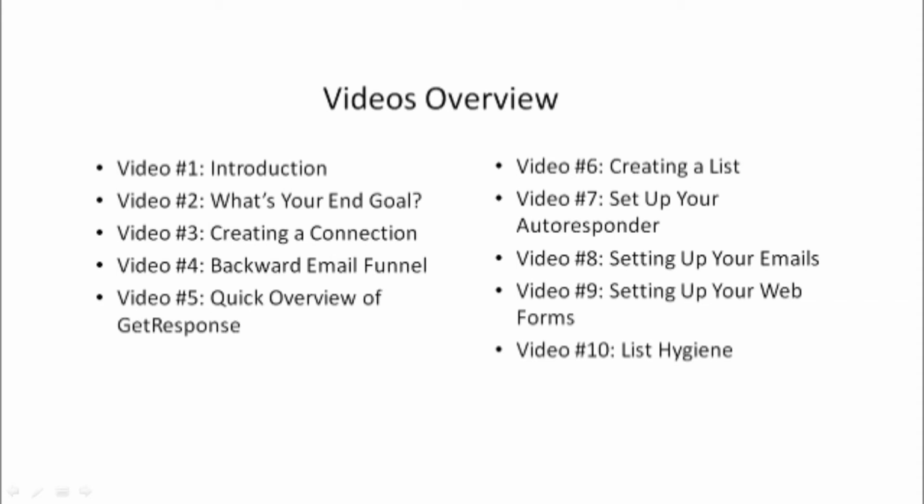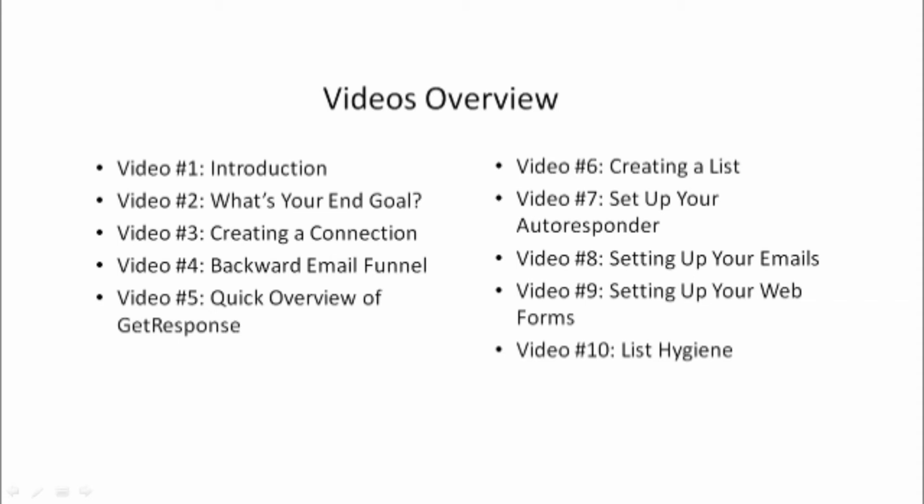Video number 3, we're going to talk about how to create a connection so that you get higher click-through rates and higher open rates. Video number 4, we're going to talk about backward email funnel, which is a strategy that involves creating a high converting email series. Video number 5, we're going to talk about a quick overview of GetResponse. I'm going to give you a view of the dashboard and where everything is laid out. And of course, we're going to jump right in from that point and talk about how to create a list. We're going to talk about the different types of lists, like single opt-ins, double opt-ins, which one's better for you, different scenarios when it's better. That'll be video number 6.